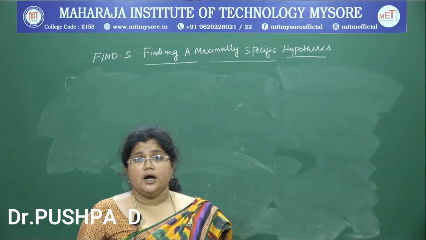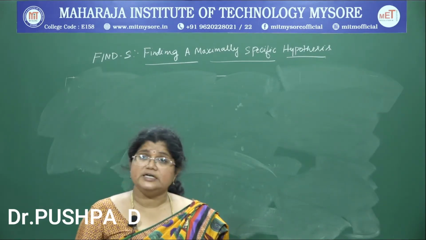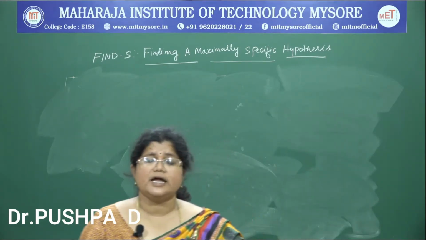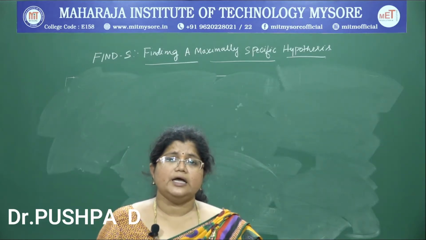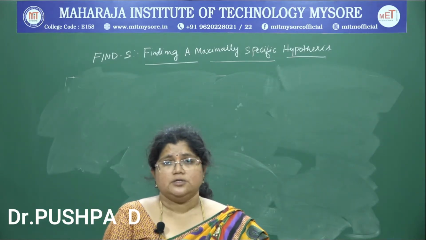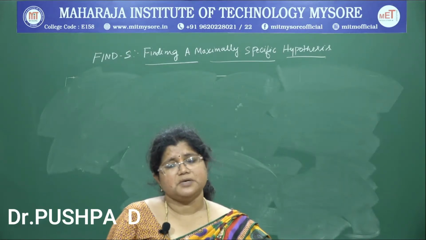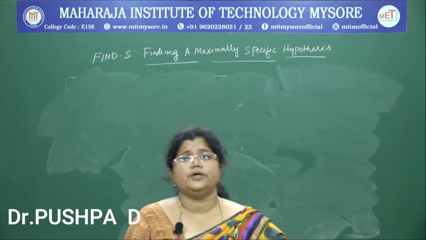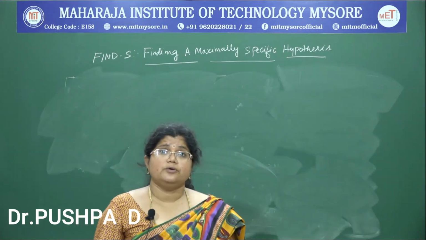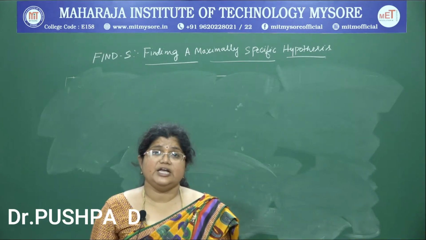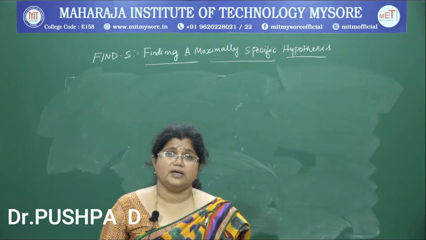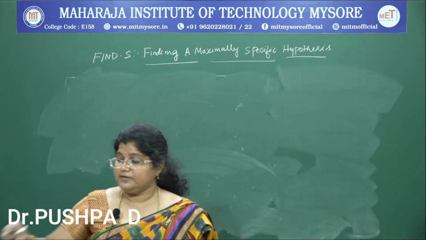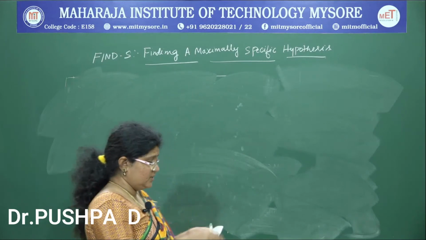Now, let us look at how we can represent a consistent hypothesis, because in candidate elimination we are going to create a subset of hypotheses. That subset of hypotheses must be consistent with the training examples. How do we say that a hypothesis is consistent with the training examples? That is done with a definition. Now, let us look at this definition.